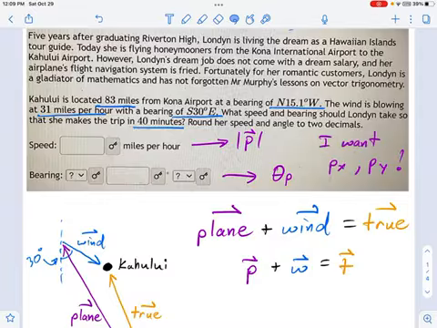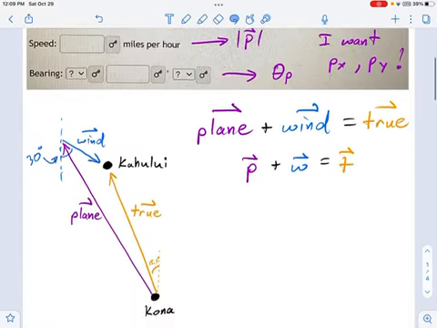And then if I want P and theta, I'm going to need Px and Py. In other words, if I can get the components of this vector P, I'm done. I'll just turn those components into the magnitude and direction of the vector, and there we go. Now I've drawn here a little bit of a diagram.